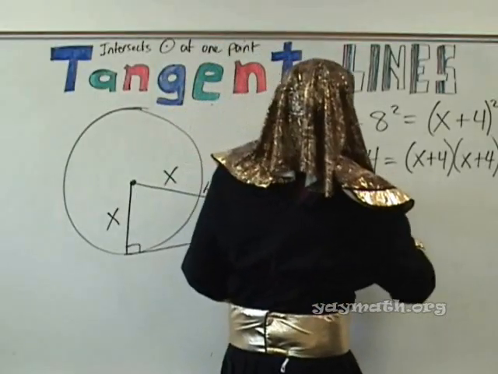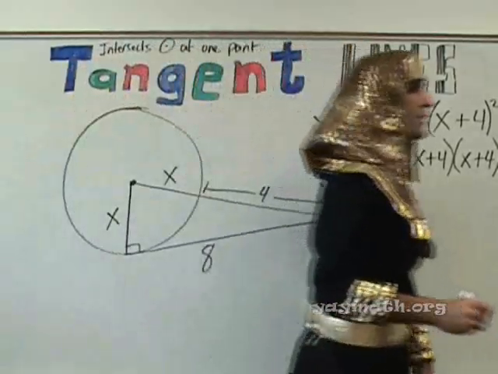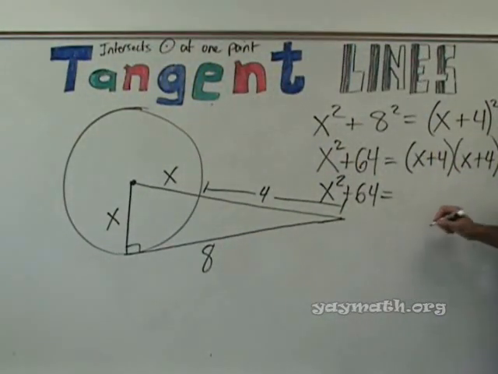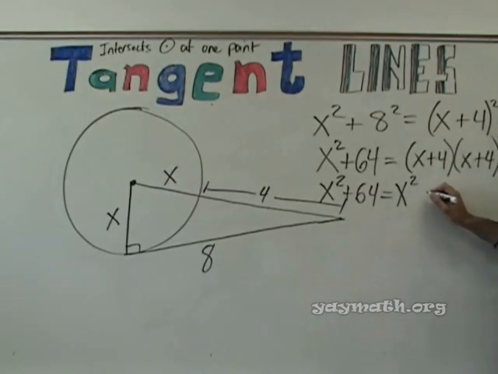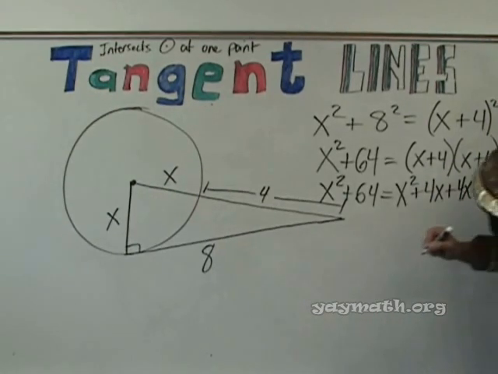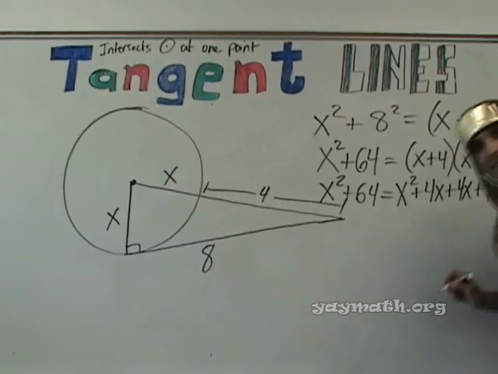X squared plus 64 equals 2x. FOIL. Okay, x times x is x squared, plus 4x. Right, 4x plus 4x, that'll be 8x. We'll write them both, why not? 4x plus 4x plus 16. Cameraman, is the 16 on the screen here? No. Should I adjust it? It's 16.